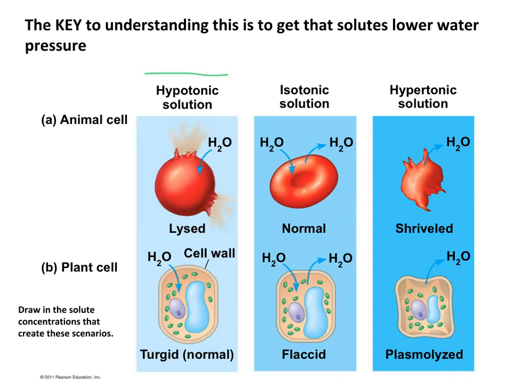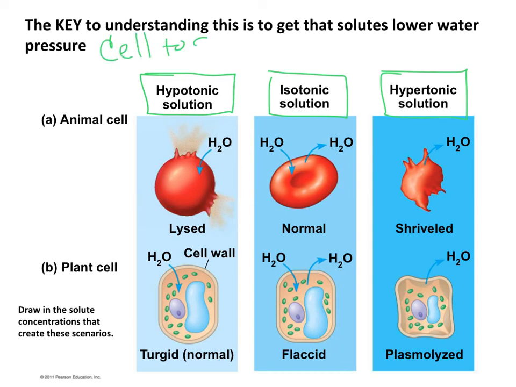These have special names. Hypotonic, isotonic, and hypertonic as far as the solutions are concerned. And this describes the relationship of the cell to the solution. So hypo is below, tonic is pressure. So this is low pressure. So when the cell is at low pressure relative to the solution, which has a higher water potential or water pressure, the water is going to go in.